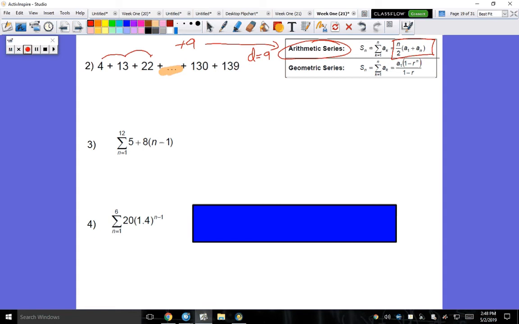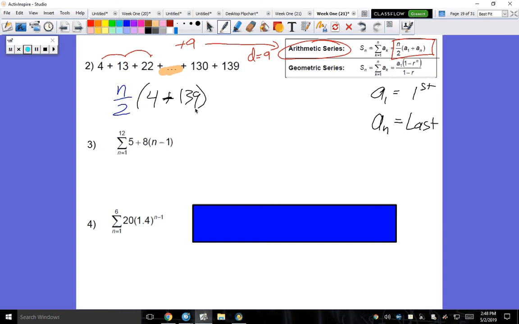Now, the equation says n over 2 times a sub 1 plus a sub n. You tell me, what is a sub 1? The first term. We're going to say 4. What is a sub n? So if this is the first term, what do you think this means? It's the last term. So the last term is 139.